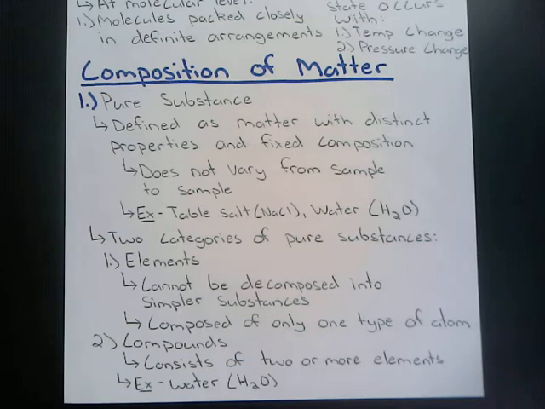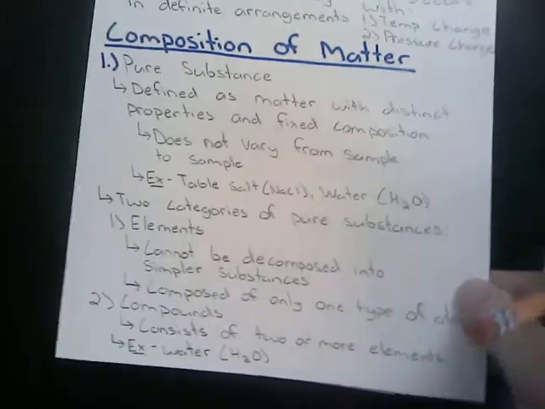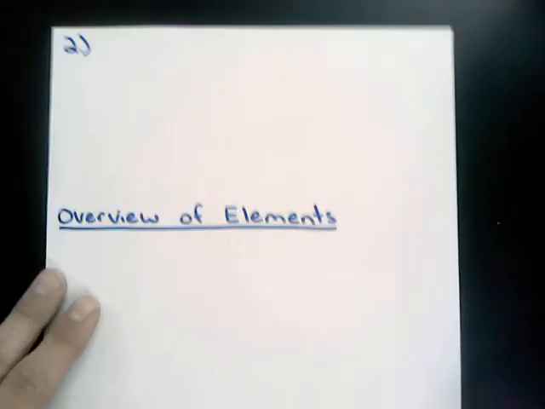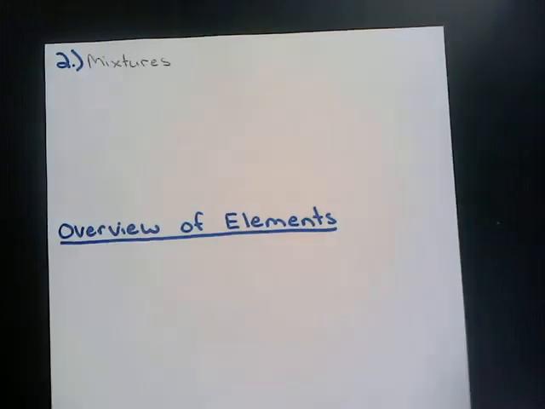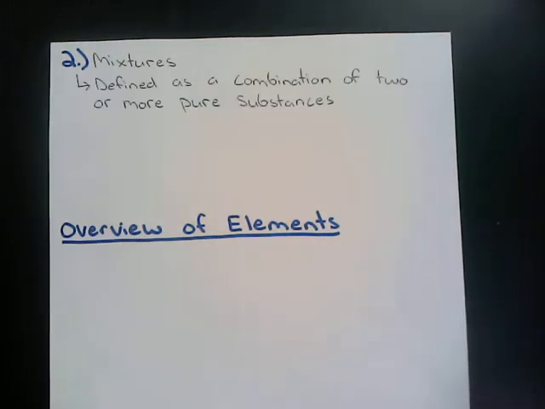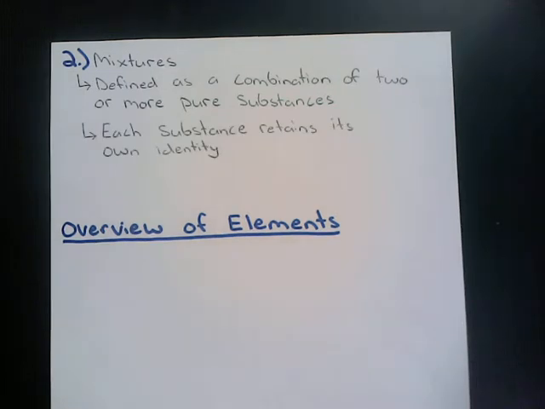Now, what we're going to do, we're going to transition to the other composition of matter, and that other composition of matter is going to be our mixtures. So mixtures are defined as a combination of two or more pure substances. And so because these mixtures have two or more pure substances, each of these substances is going to retain its own identity. And so because substances in a mixture retain their own identity, these mixtures can be separated.